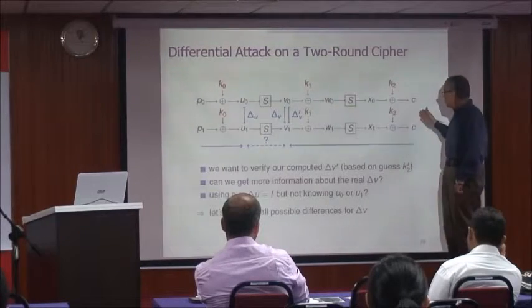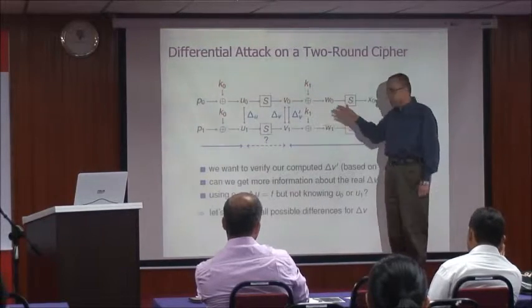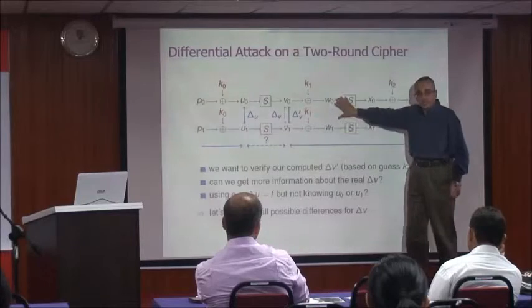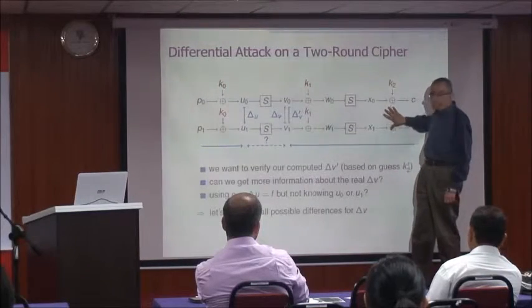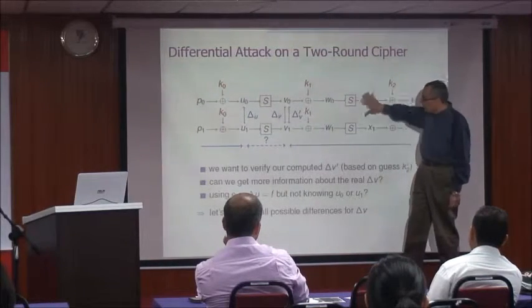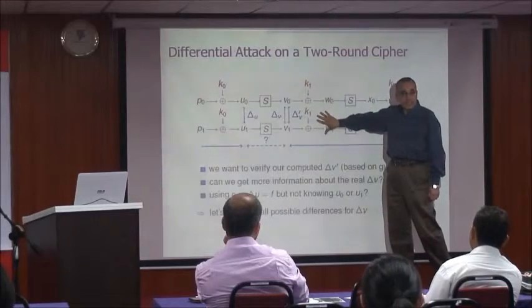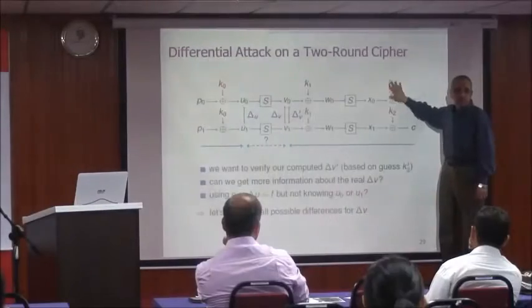So what we're going to do is that if you repeat this operation, every time you get the value of K2 where your guess evaluates delta W equal to D, you increment a counter associated with K2.